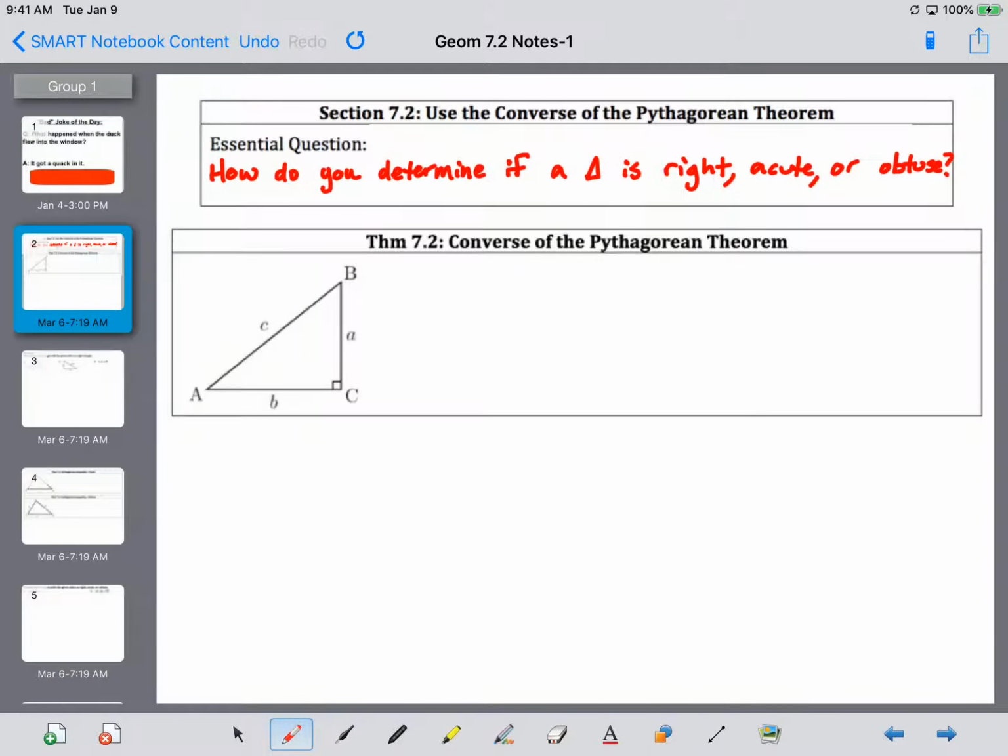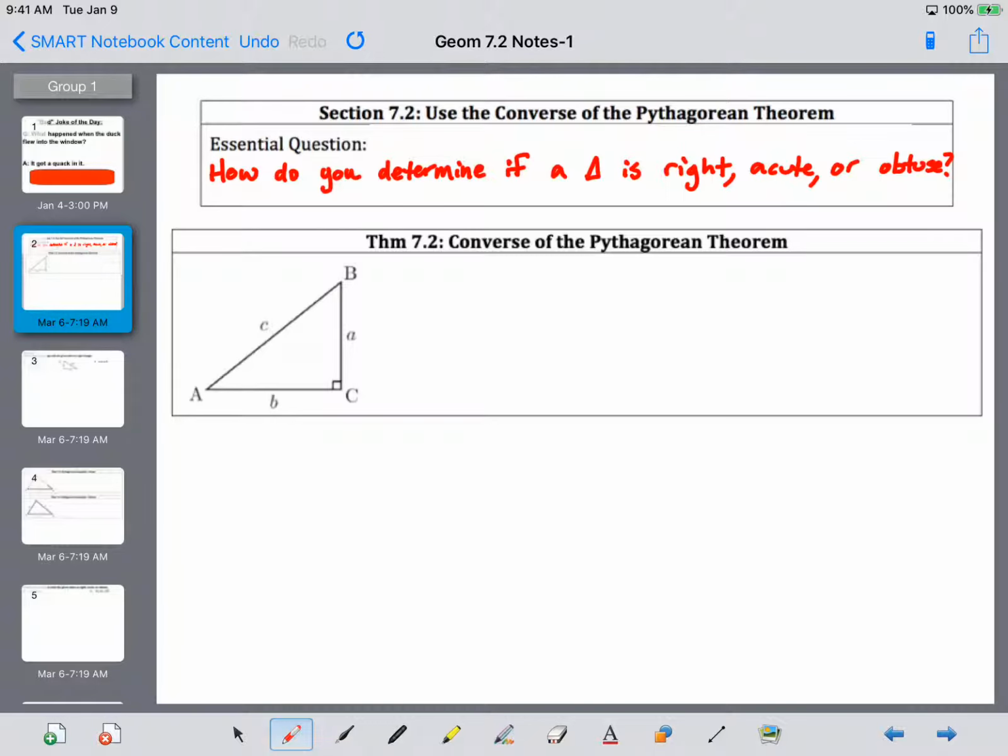Okay, let's move on. So section 7.2 is really similar to what we did in the last video when we were using the Pythagorean theorem to solve some right triangles. Now we're going to use what we call the converse of the Pythagorean theorem. That's going to help us answer our essential question, which is how do you determine if a triangle is right, acute, or obtuse? Specifically, how do you do that using the Pythagorean theorem?